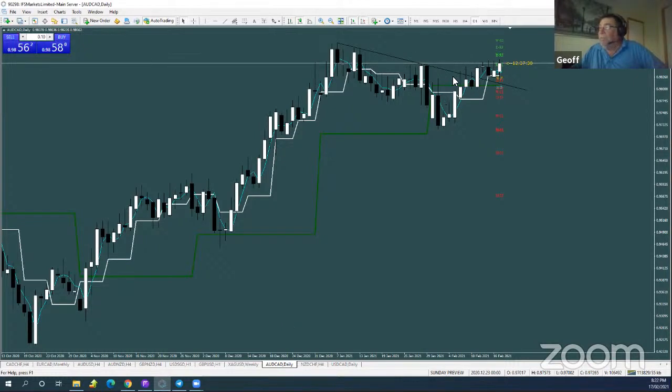Aussie CAD, I'm surprised at this, frankly, if this does break higher because of the oil situation, really, primarily. CAD tends to benefit from a higher oil price, and to see Aussie CAD going long here is interesting. But what it does underline for me is the strength of the Aussie.